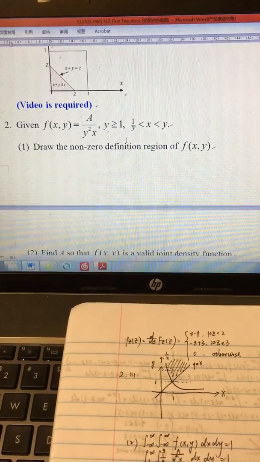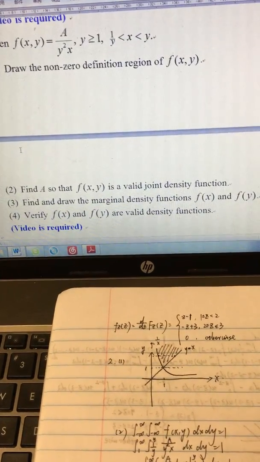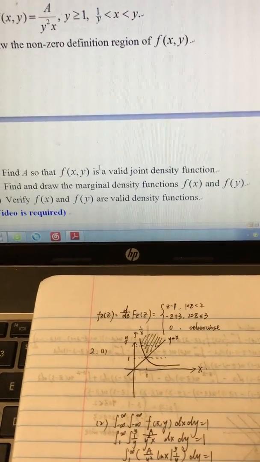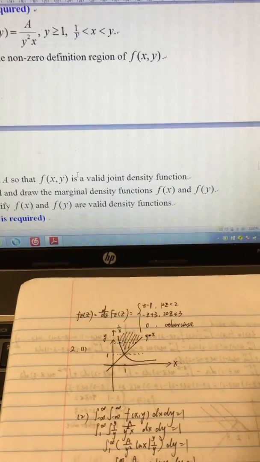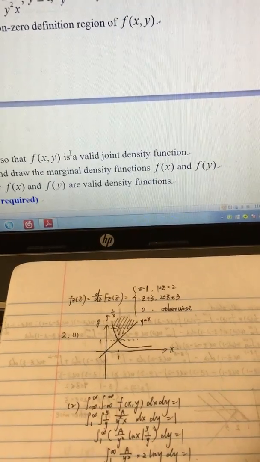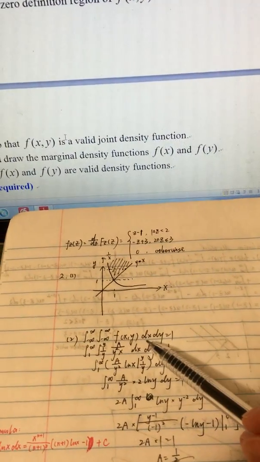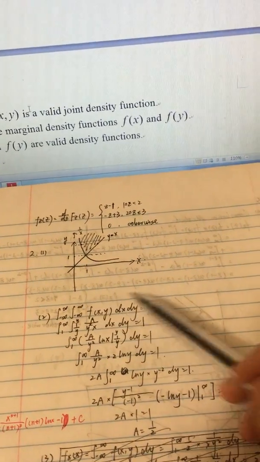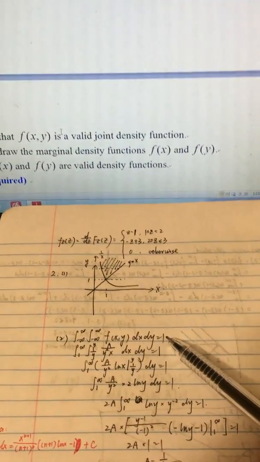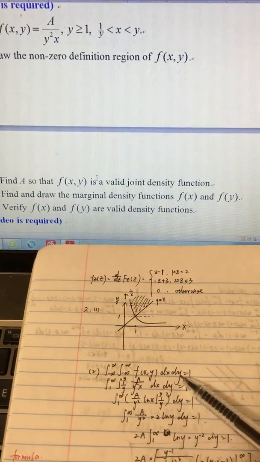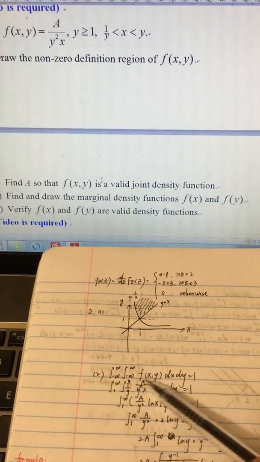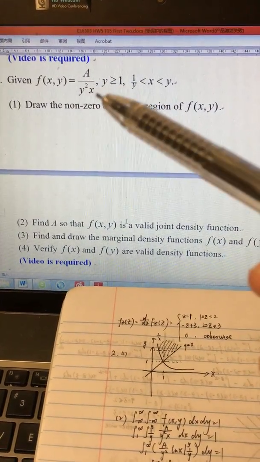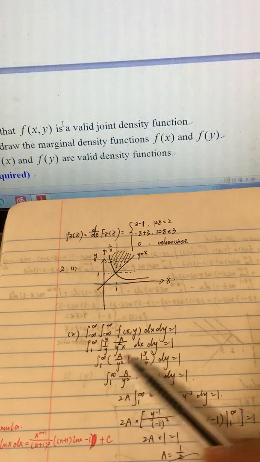For the second sub-question, find a so that the density function of X and Y is a valid joint density function. The definition of a joint density function is that the integral of it from minus infinity to infinity equals 1. So based on this definition, we could get this expression, and we substitute f(x,y) with a over y squared times x, like this.